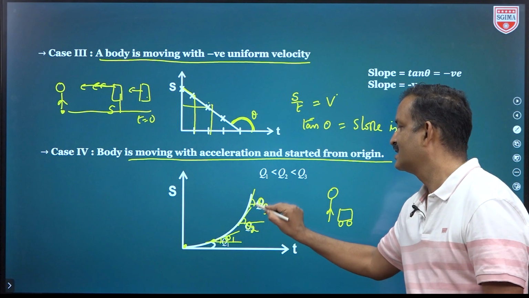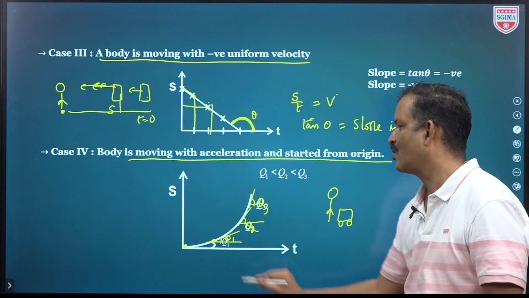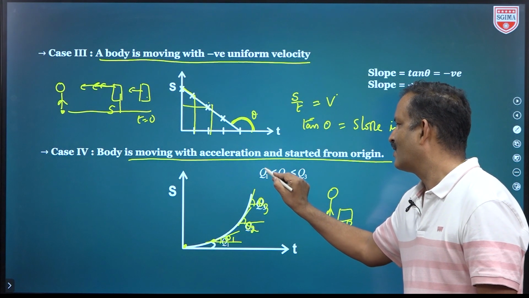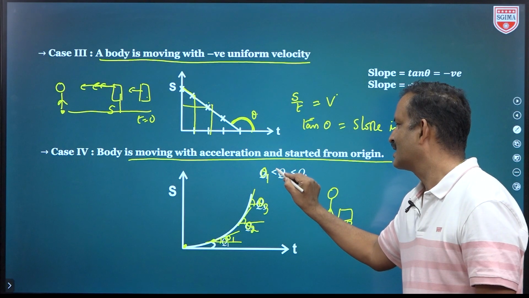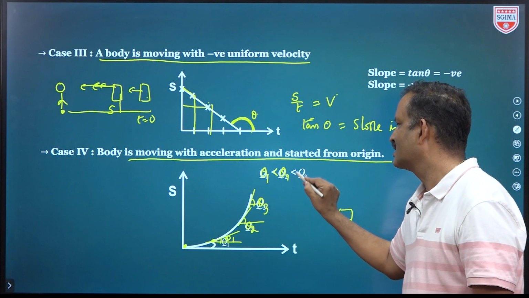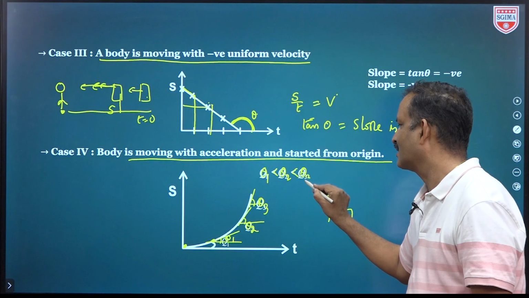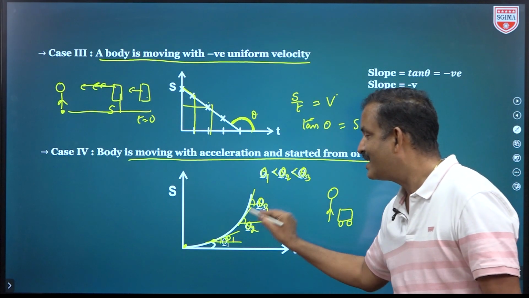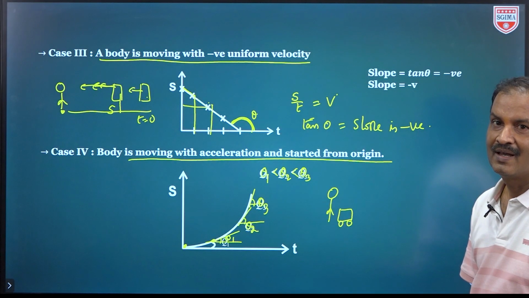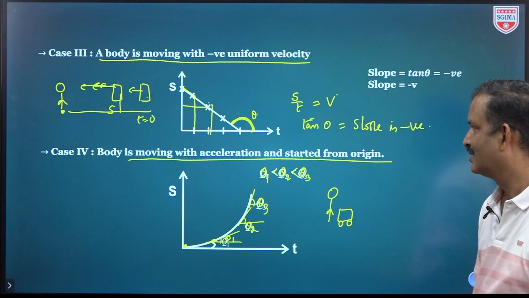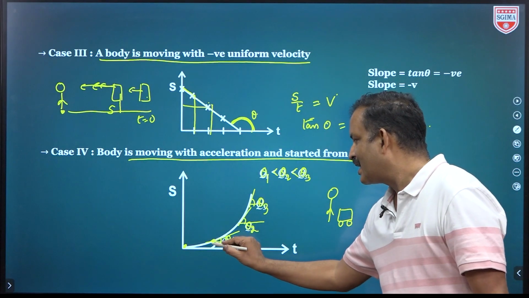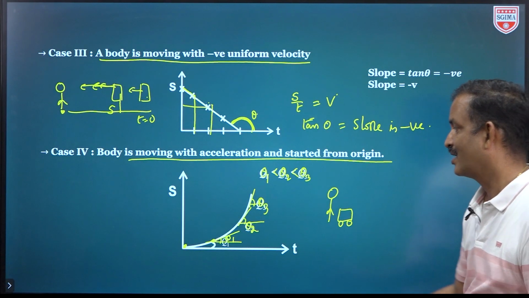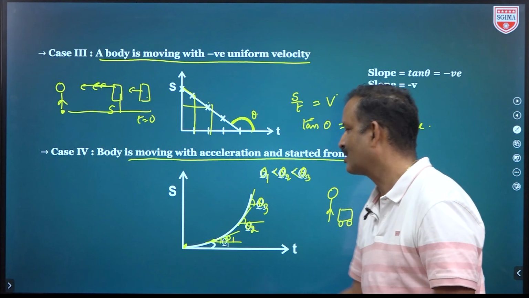Slope is increasing, theta is increasing. From point to point, the slope is increasing. So, theta 1 is less than theta 2 is less than theta 3. That means slope is increasing, which means velocity is increasing. So, we can say that when velocity is increasing, the body is accelerating. The body started from the origin, meaning the point of observation.